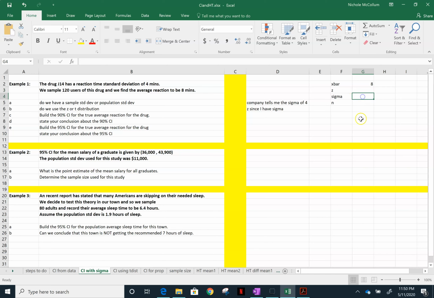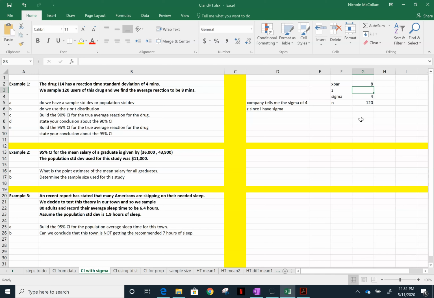So let's see, how would you build it? This way. So sigma, again, is given, it's 4. N is given, that's the sample size. You have to know your letters. If you know your letters, it's easy to build confidence intervals and to do a hypothesis test. You really need to have flashcards or some type of way of memorizing these letters. So N is sample size, sigma is the standard deviation of the population, X bar is the average. Really, the only thing of discussion is the Z.